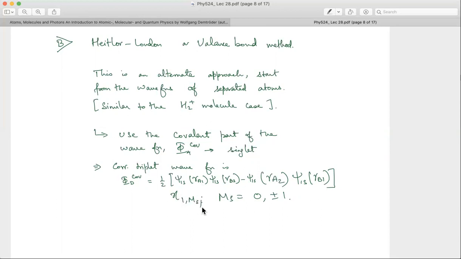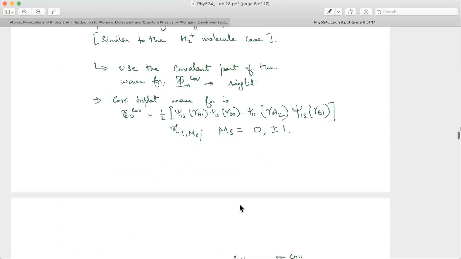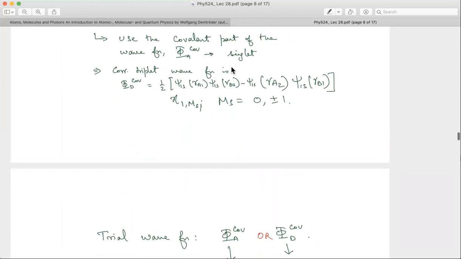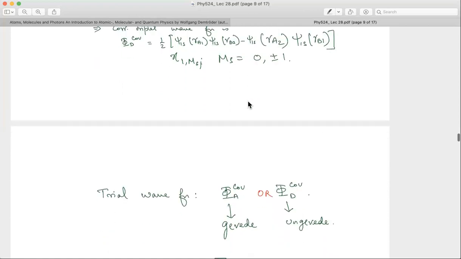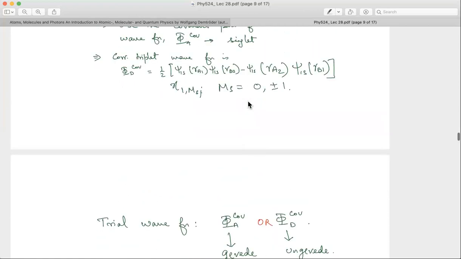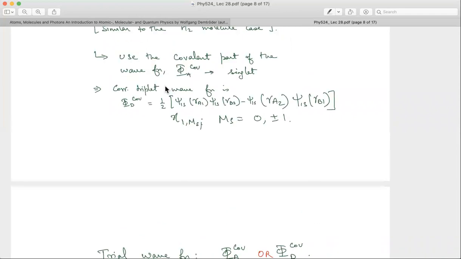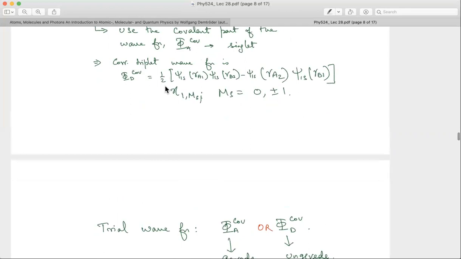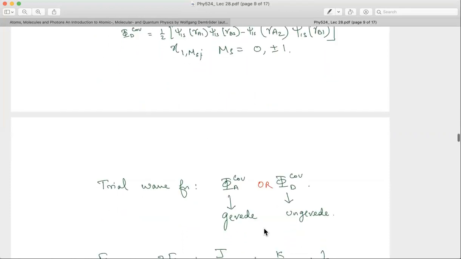The spin part has to be a triplet. It can be in either of these states. It will not matter for the electronic part, let's say, until I include spin-spin interaction or spin-orbit interaction and so on. Okay. So that's number one, etc. Okay. So using this, you can construct a covalent wave function, etc. Okay. So you can use this wave function.